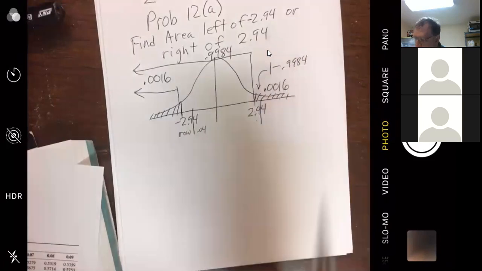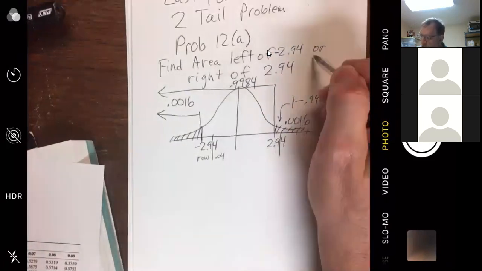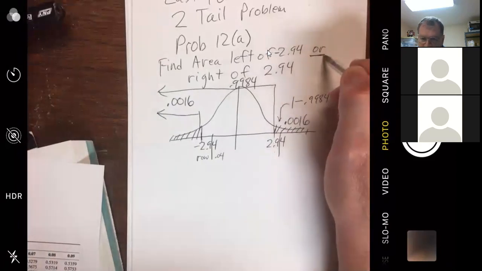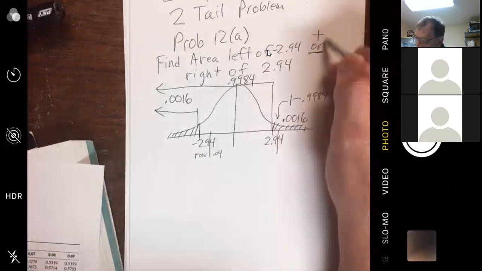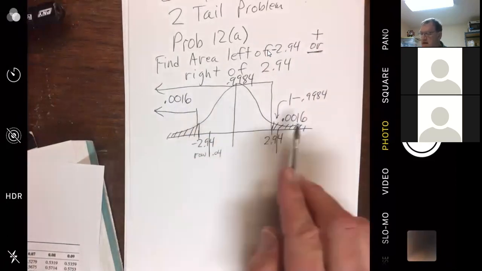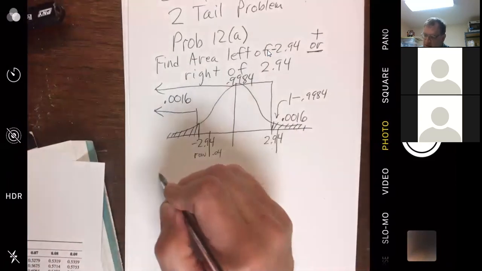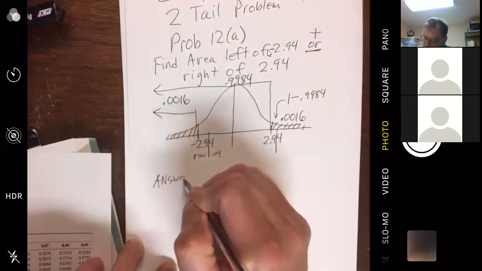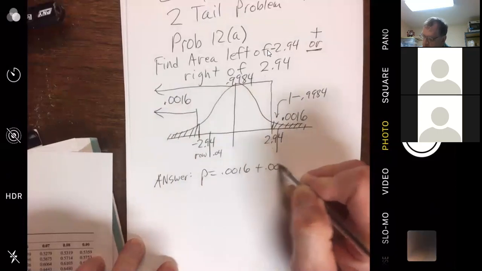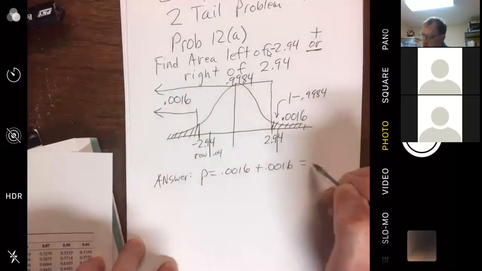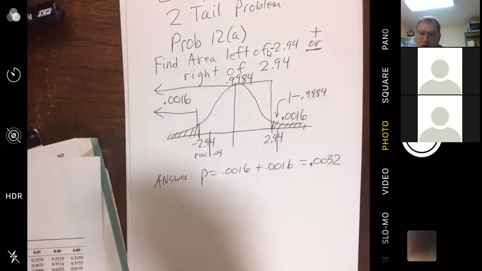Now, we're not quite done. See this word or? Remember from chapter 5, what did or mean? It meant add. Right? So what do you think I got to do with this and this? Add them. So my actual answer will be 0.0016 plus 0.0016, 0.0032.